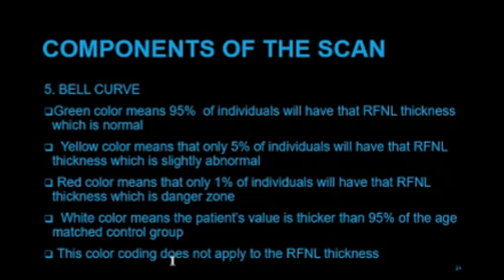And then this color coding does not apply to the RNFL thickness map. Remember, I told you earlier that in the RNFL thickness map, red is signifying that it is normal. But here now, red means that only 1% of the individuals will have that RNFL thickness, which is danger zone. Are we together?